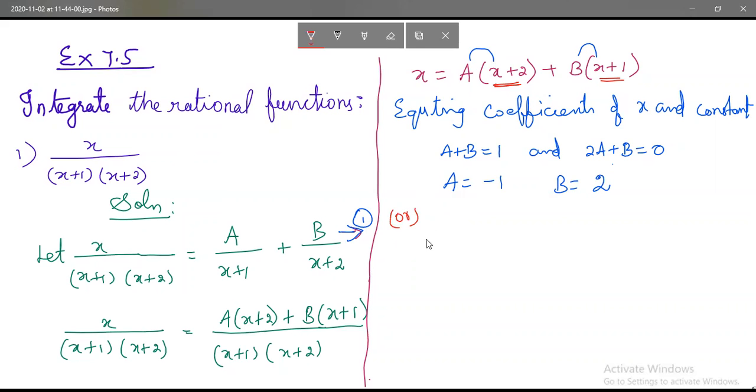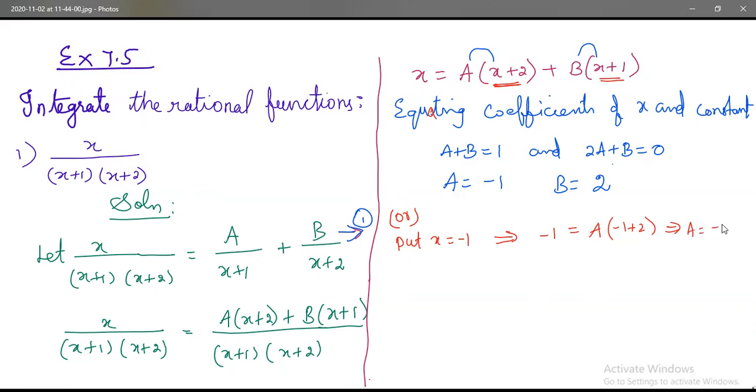Or you can do it this way: put x is equal to minus 1, and in some cases you will have to equate the coefficients. Put x is equal to minus 1, what do you get? Left side it is minus 1, so minus 1 is equal to A into (minus 1 plus 2). So minus 1 plus 2 is 1, giving A. But A you're getting as minus 1, which implies A is equal to minus 1. That's what you have already got even by equating.